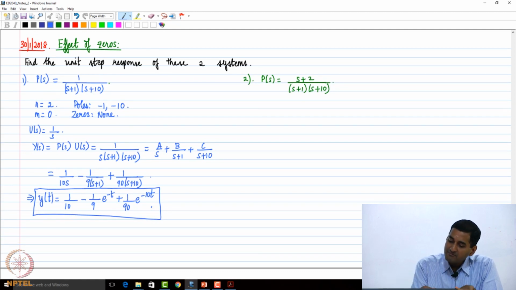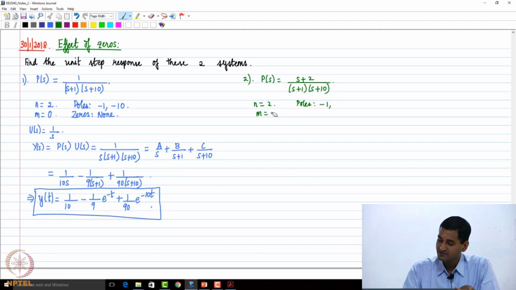So let's do the same process for this problem. Once again, n is 2, m is 1. The poles are at minus 1 and minus 10. There is one zero at minus 2. That's the only difference between these two systems. So the difference between problem 1 and problem 2 is that we have introduced a zero at minus 2. Let's calculate the unit step response.